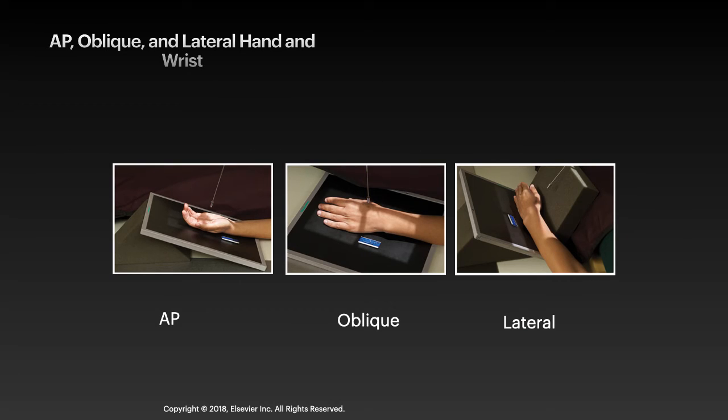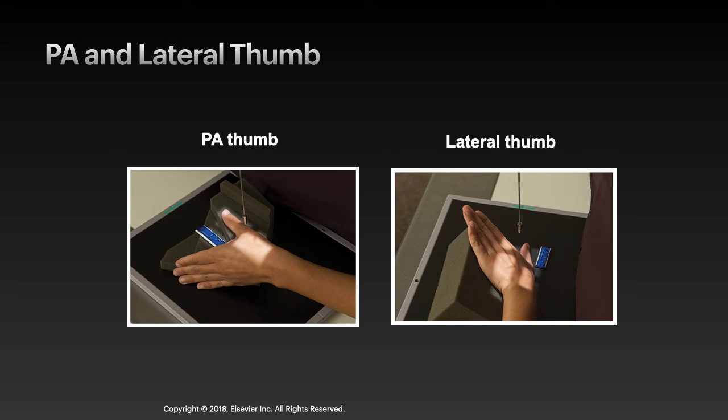This is the AP oblique and lateral hand and wrist. These all look great, but they are textbooks is what they are. This may not be what happens when you get out into clinic, and you will have to adjust to whatever you can do as to what the patient can do. PA and lateral thumb. For trauma patients, you definitely want to make sure you're using a sponge in order to hold them still in the position that you need them to be in.